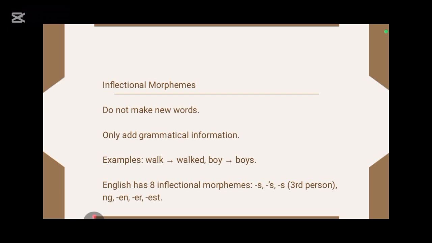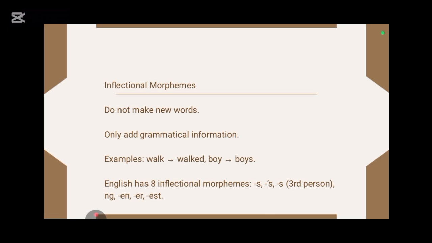In inflectional morphemes, we don't make any new words, we just add grammatical information, such as we form the forms of verbs, we make singular and plural, we make the degrees of adjectives. So we don't make new words, we just add the grammatical information. Meaning will remain the same, but the form of the word will be changed. And the English language has 8 inflectional morphemes.